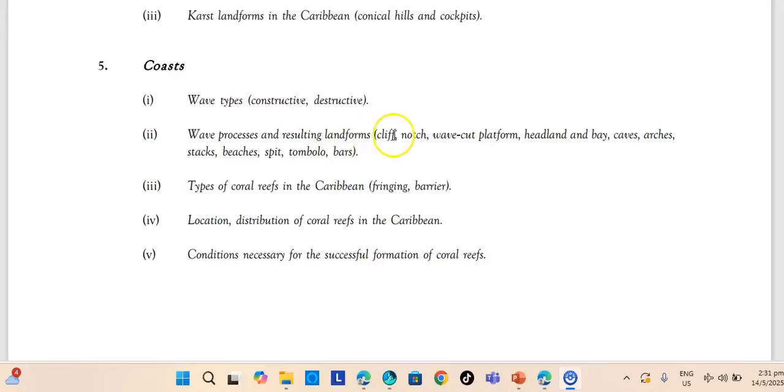Now, what are some of the landforms that are formed from depositional processes? These are made by constructive waves. We have beach, spit, bar.